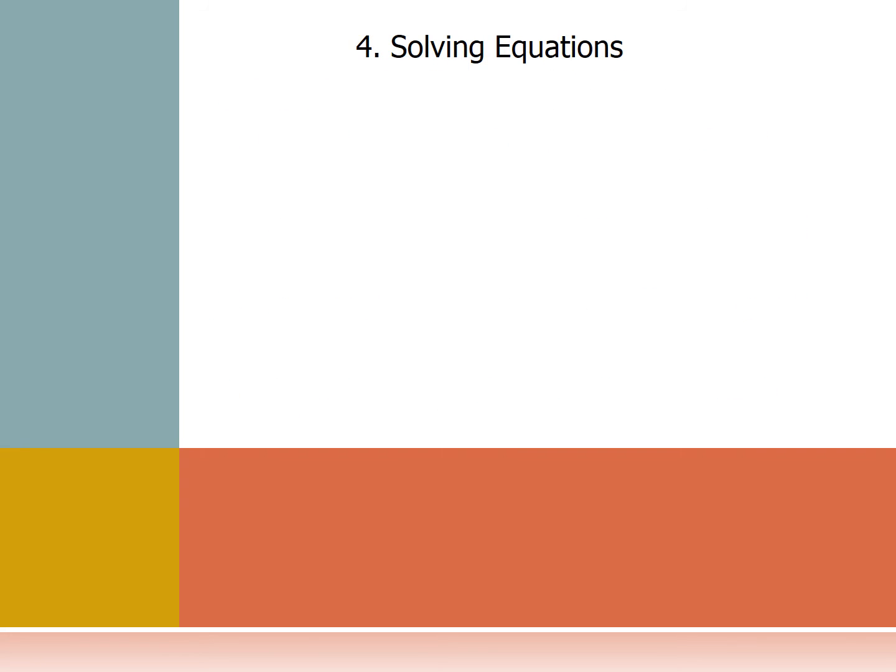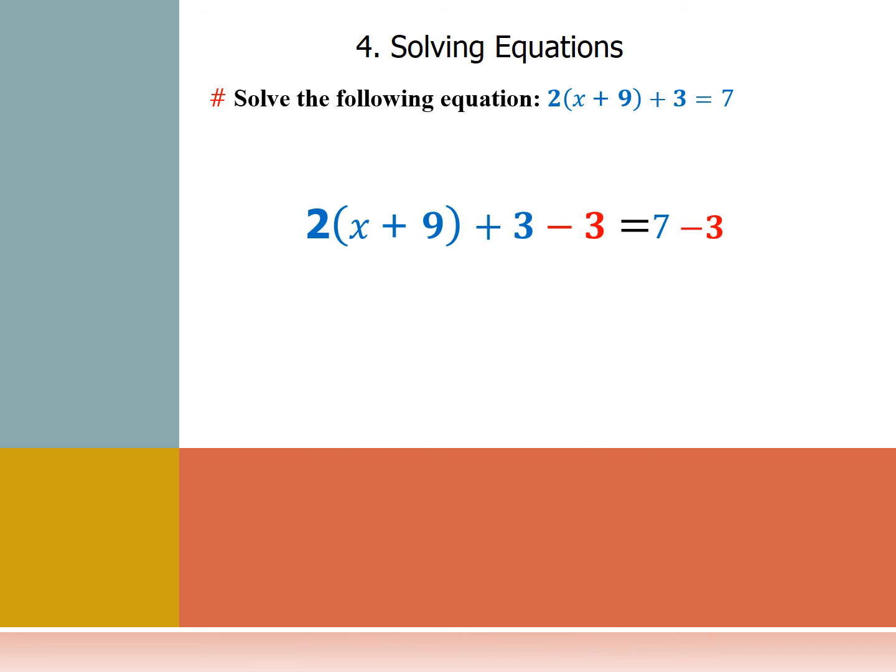Lesson number 4, we have solving equations. Solve the following equation: 2 times (x plus 9) plus 3 is equal to 7. We have to find the solution of this equation. Starting with the 3, you have to get rid of it, so subtract 3 from both sides. We have 3 minus 3 is 0, and 7 minus 3 is 4.